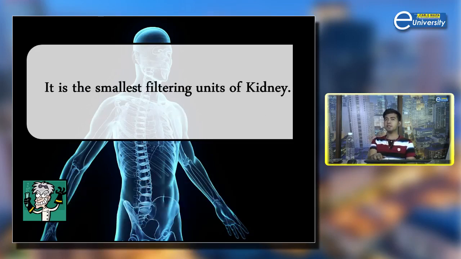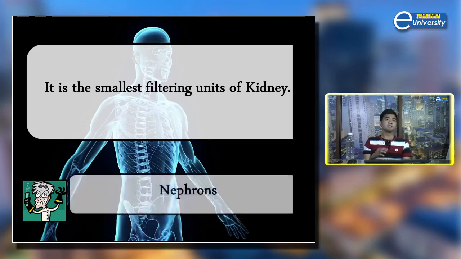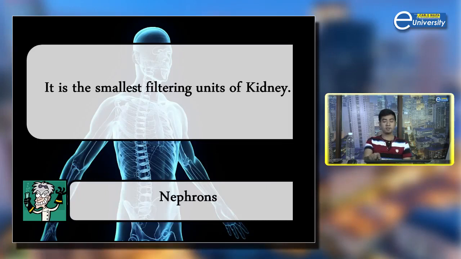Next, it is the smallest filtering unit of the kidney. The smallest filtering unit of the kidney. And it is very obvious it is derived from the excretory system. Correct. The answer is nephrons.